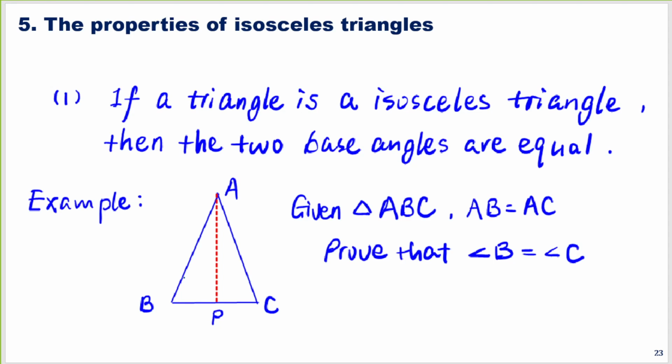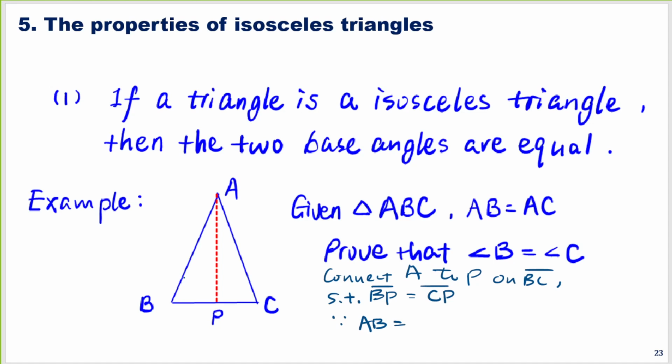Well, actually you can connect, let's do this together, okay? You can connect point A to point P on BC, right, such that BP equals CP. So connect A to P on BC such that BP equals CP. This is possible, right? This is doable because AB equals AC.